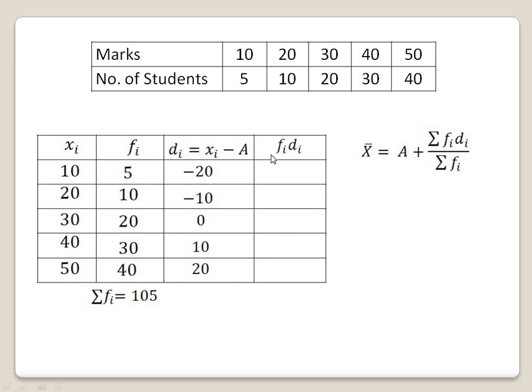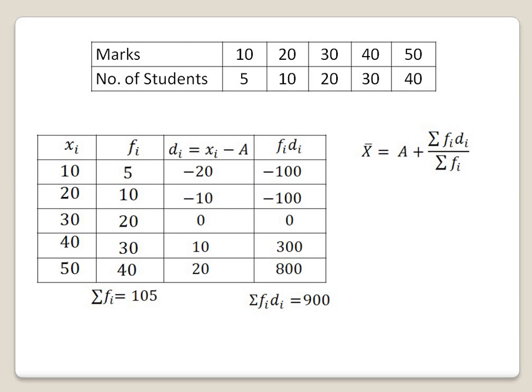Next we have to find fi into di, that is we have to find a multiplication of frequency and deviation. That is 5 into minus 20, that is minus 100, 10 multiplied by minus 10, minus 100, 20 multiplied by 0, 0, 30 multiplied by 10, that is 300, and 40 multiplied by 20, that is 800. Then we have to find summation of fi into di, that means we have to add all these values. After addition of all these values, we get sum of fi into di is 900.